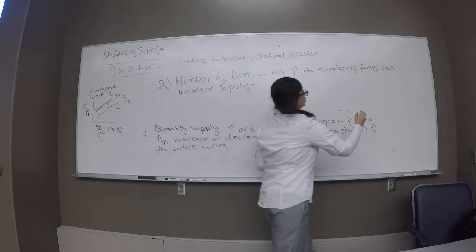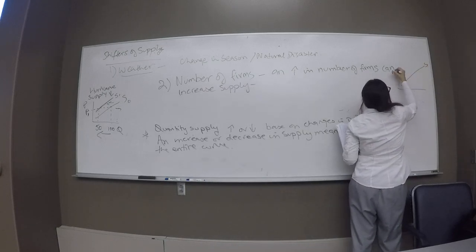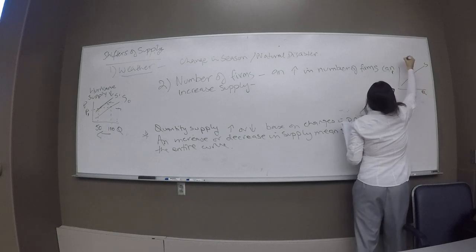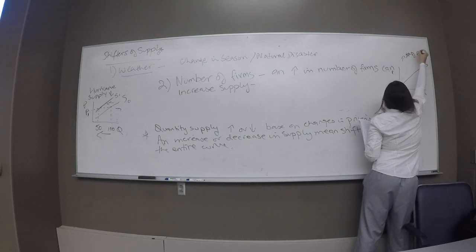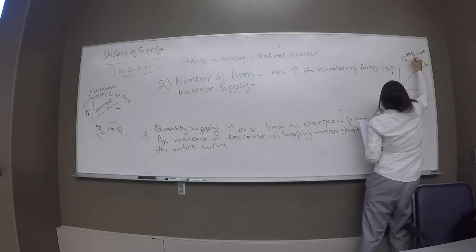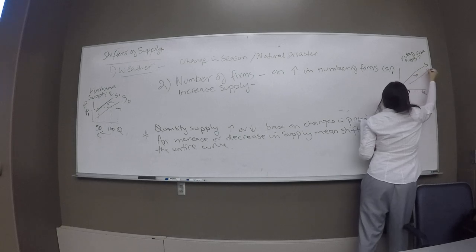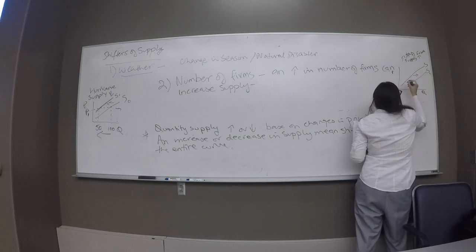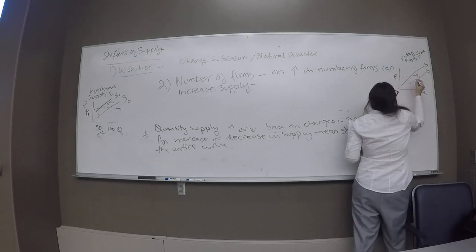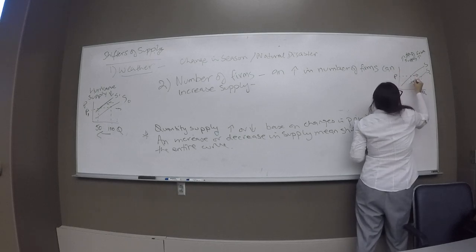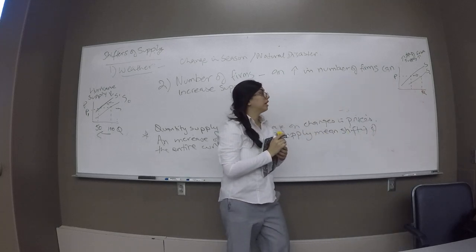So let me draw this one. So this was your initial supply, your price, your quantity. Increase in number of firms, supply increases. It increases to the right. This is an increase in supply. What this is saying is that at the same price level, more quantity is being supplied.